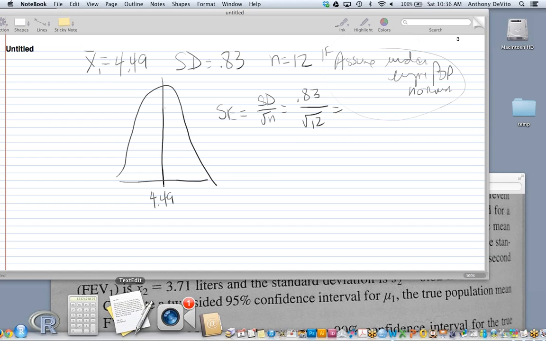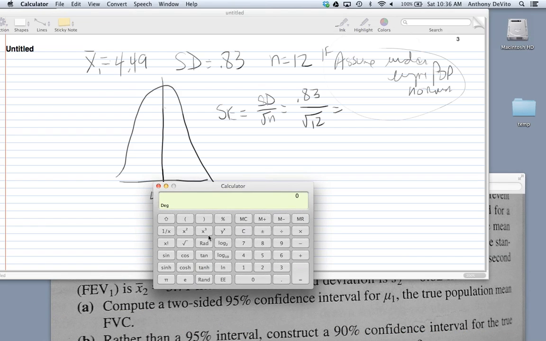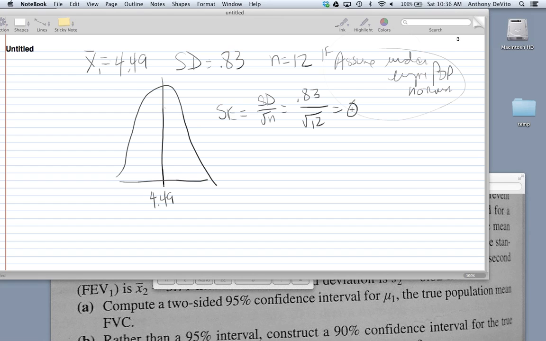This one I'm actually going to calculate out so that we can see how it works out. The square root of 12 is equal to 3.6 whatever. I'm going to store that in memory. I'm going to clear this. Standard error is equal to 0.83 divided by, and I'm going to recall that number, and that's equal to 0.24, I'm going to call it. 0.24.